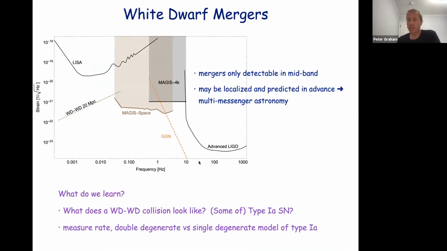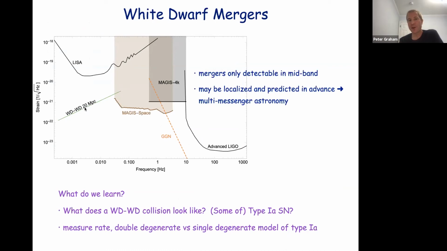Another interesting source that can only be detected in the midband is white dwarf binaries. So you see here, I plotted a white dwarf binary at 20 megaparsecs. I should say, I'm sorry, white dwarf binary collisions. White dwarf binaries farther out, white dwarf binaries closer in are higher up this strain curve linearly, because the strain, like the amplitude of any wave, falls off linearly with R, right?